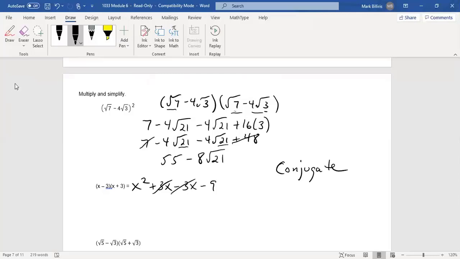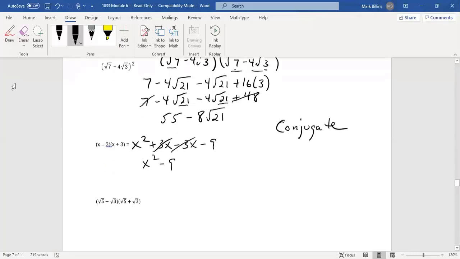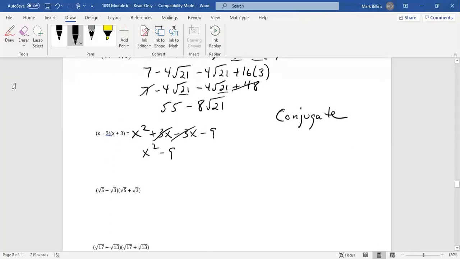This is what we got, remember, when we factored the difference of 2 squares. So when we multiply a factor times its conjugate, the middle term is eliminated. That'll have some significance coming up. So let's look at doing it with radicals.